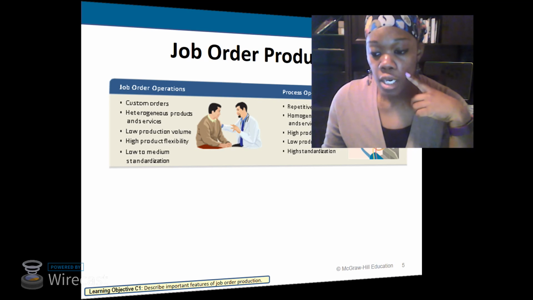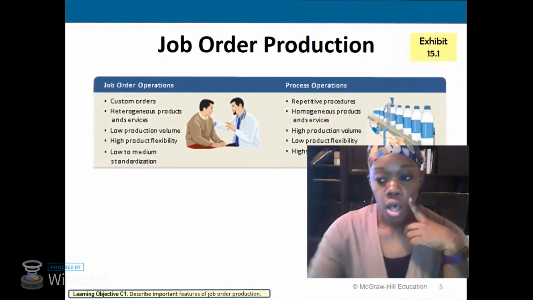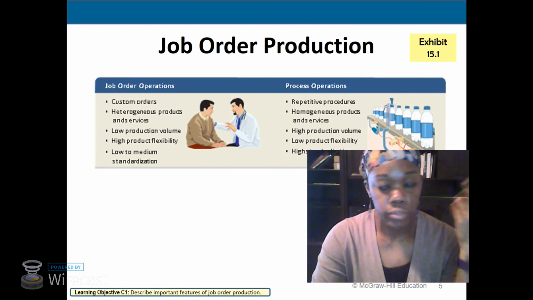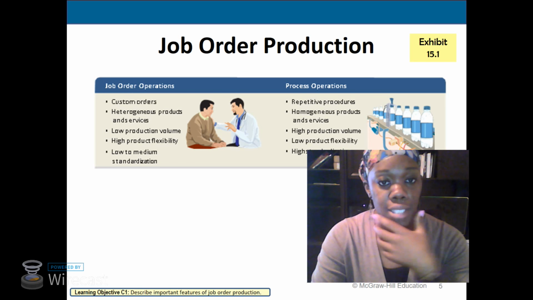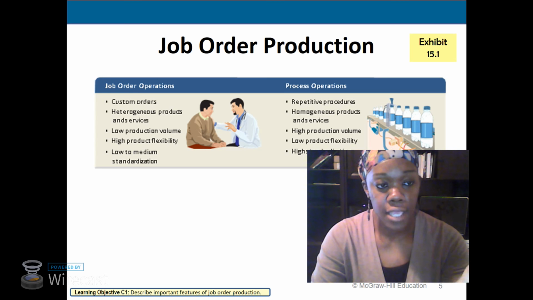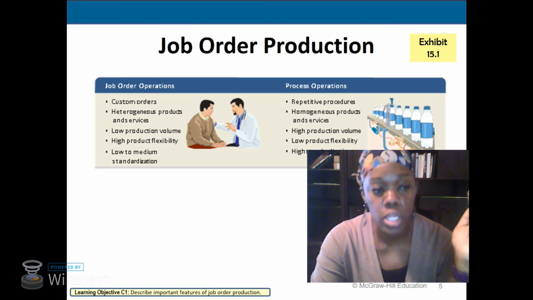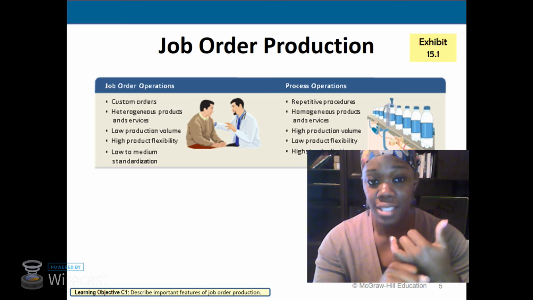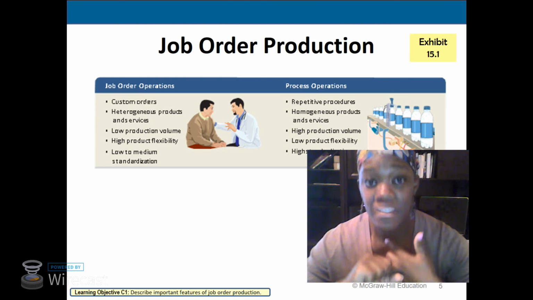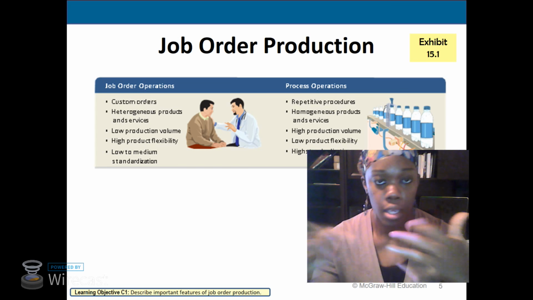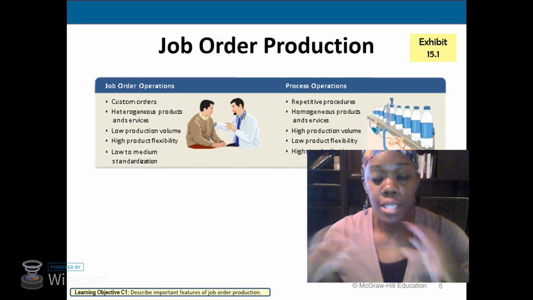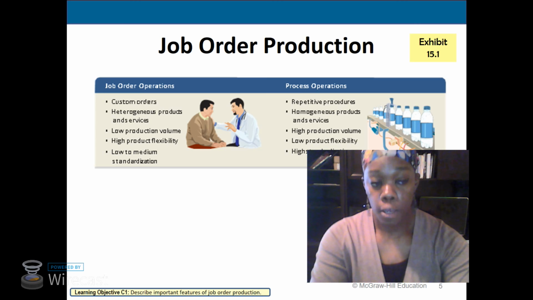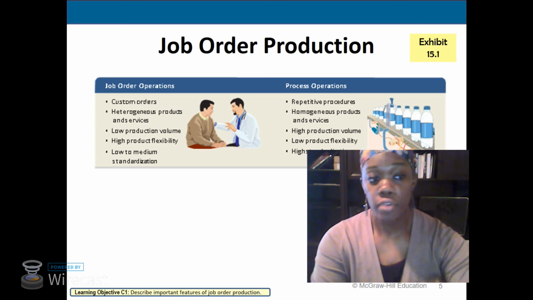All right, and so here we have an example of job order costing versus process costing. They talk about the fact that it's a lot of what we already talked about. Under job order costing, it's going to be custom orders, things that a customer wants specifically tailored to something that they are doing. It's not something that we can mass produce. They're going to usually be different products and services, with low production volume.